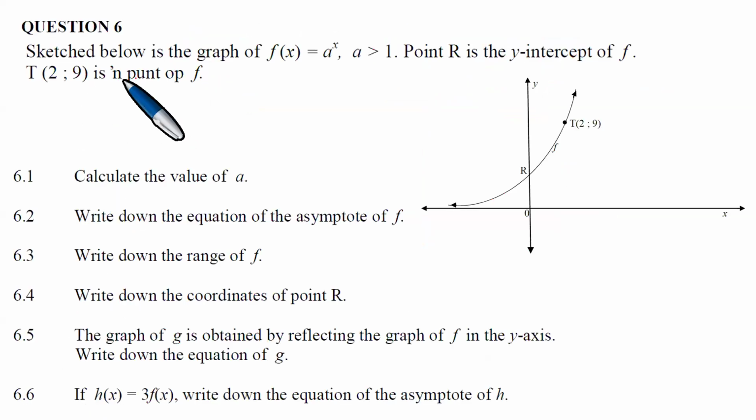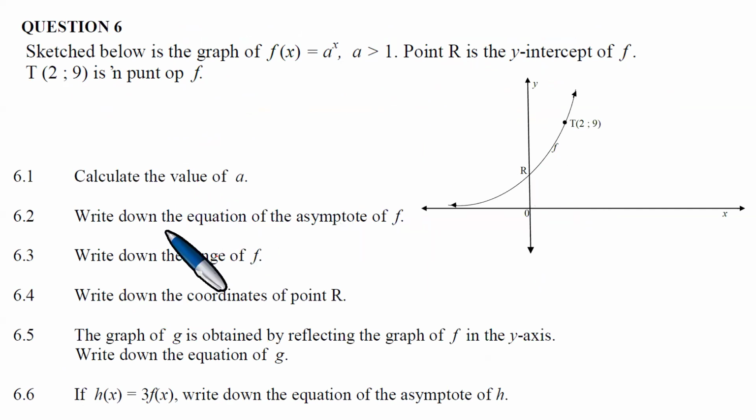Right, in question 6, we need to sketch below is the graph of the exponential function when a is bigger than 1. Point R is the y-intercept of f, and here is R, which is the y-intercept of f. T has the coordinates 2 and 9, is a point of f. In other words, it is the point on f. They ask us to calculate the value of a.